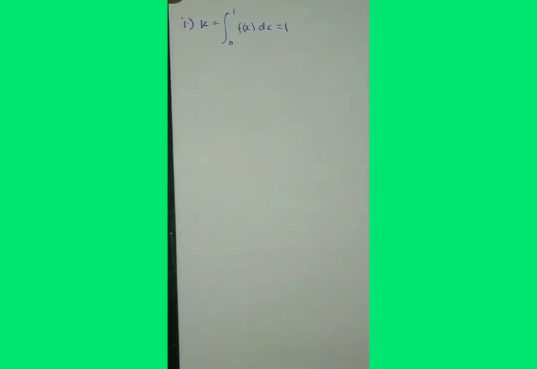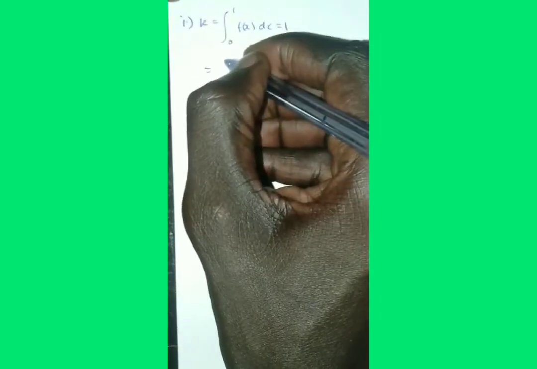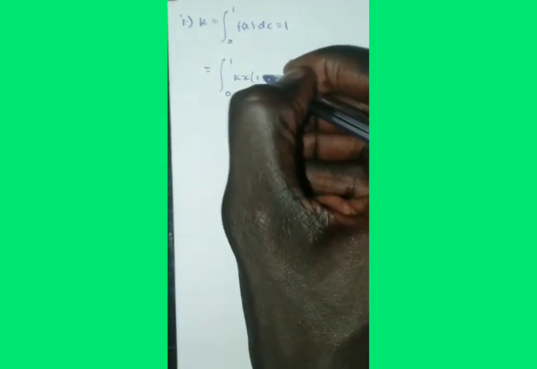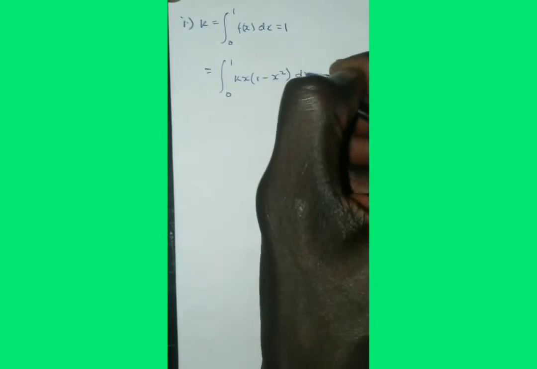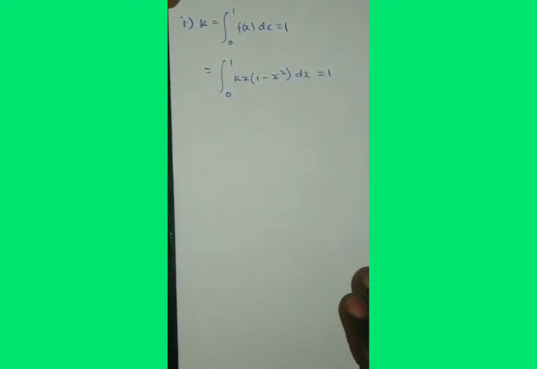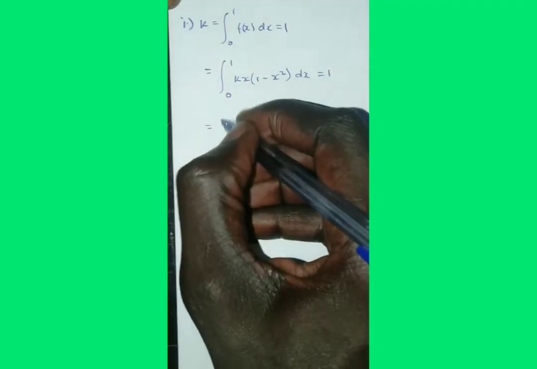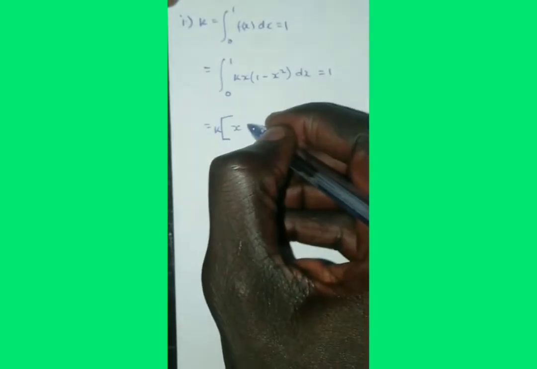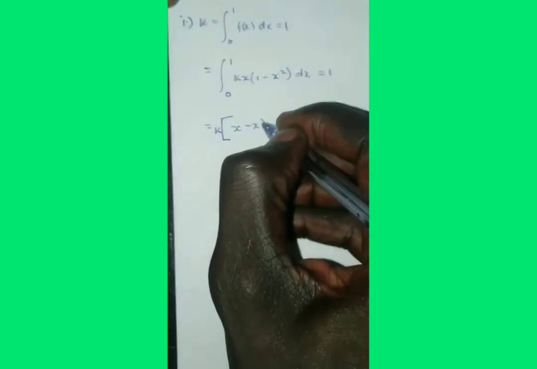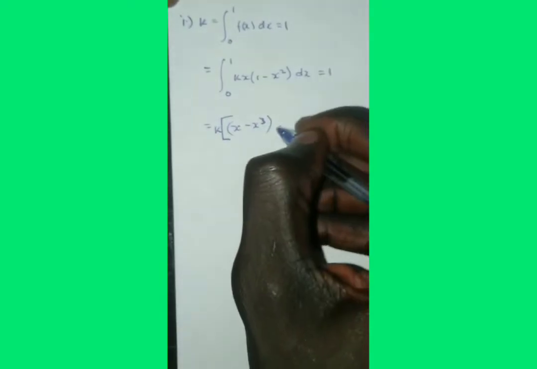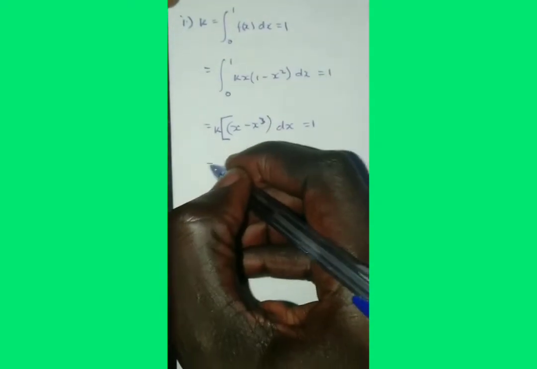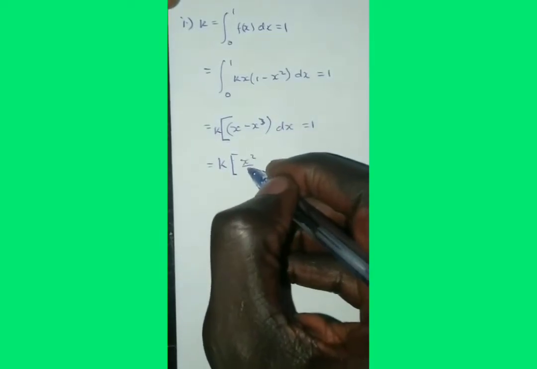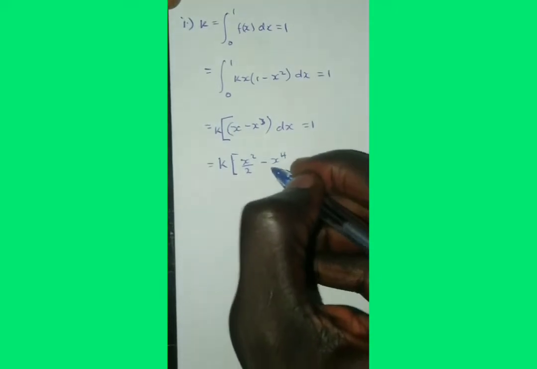This is the formula for finding k. So now let me put the integral of f of x, k times 1 minus x squared dx, equals 1. Let me put k outside, and I will remain with x minus x cubed dx equals 1. Integrating the values inside, x squared divided by 2 minus x raised to power 4 divided by 4.